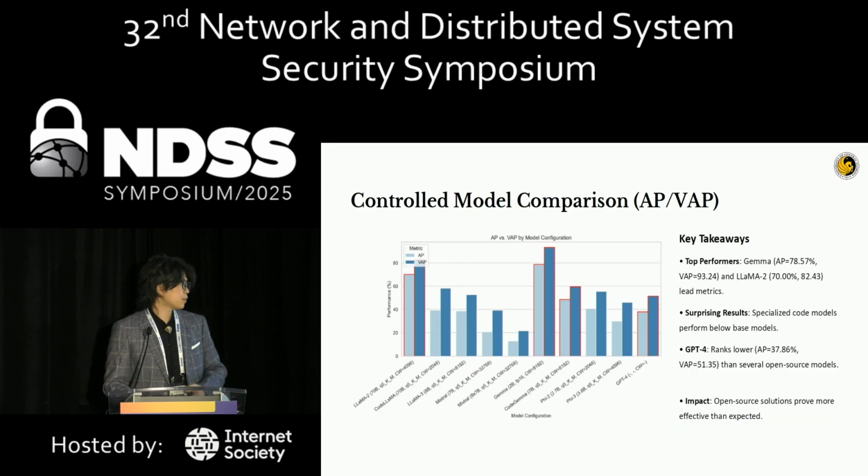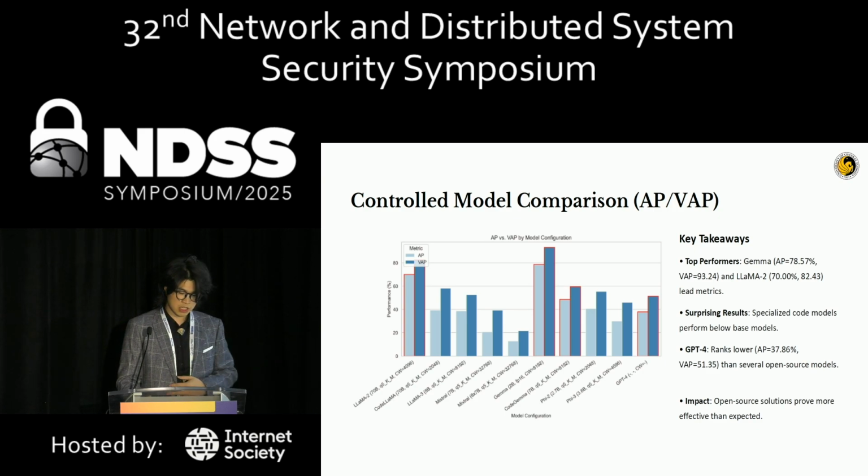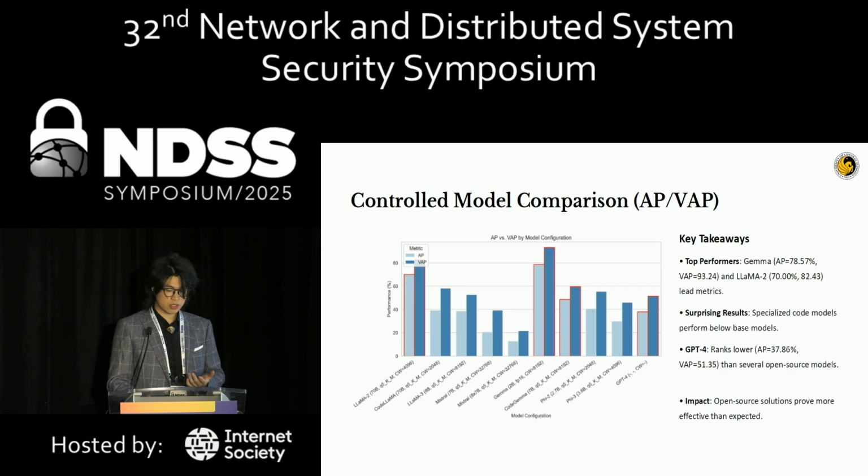This chart is basically another representation of the data we showed in the previous slide. Gemma here reaches nearly 79% on AP and 93% on VAP. LLaMA 2 also performs strongly. Models like CodeLLaMA and GPT-4 end up lower than anticipated, illustrating that specialized or proprietary models aren't guaranteed to excel.